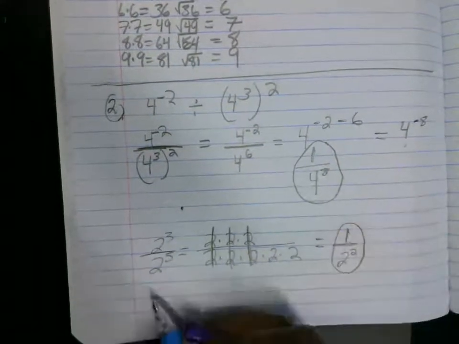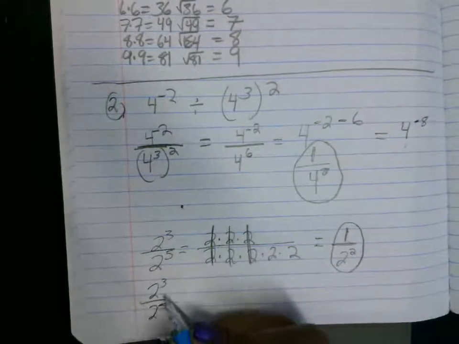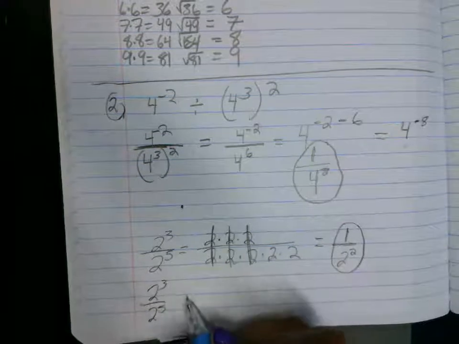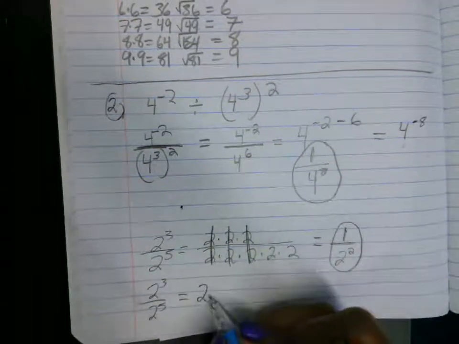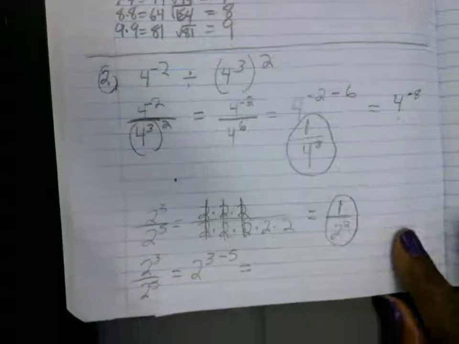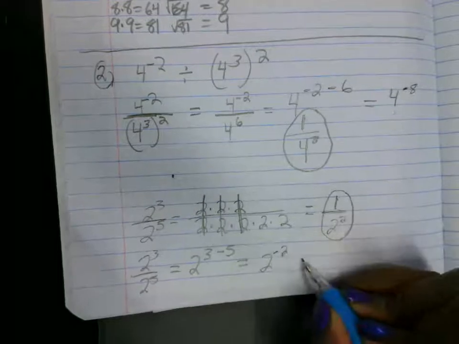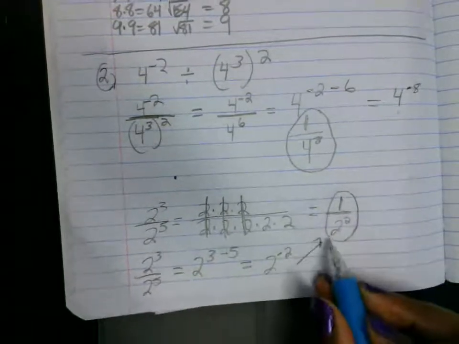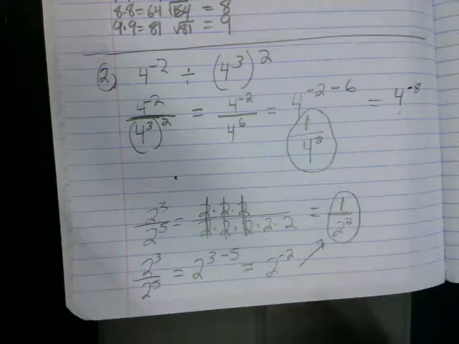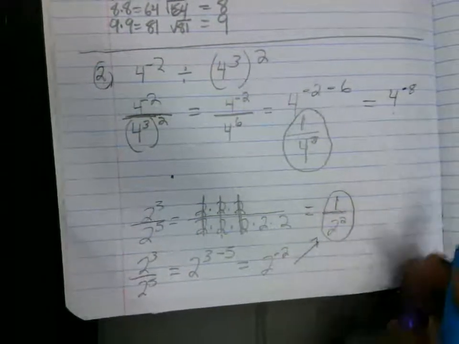Okay, because look, when I subtract the exponents, I subtract the top exponent minus the bottom. So this is going to give me 3 minus 5. Well, what's 3 minus 5? It's going to be a negative 2. Do you see how these are the same exact answers? So that's essentially what this is right here. Okay, you got it?